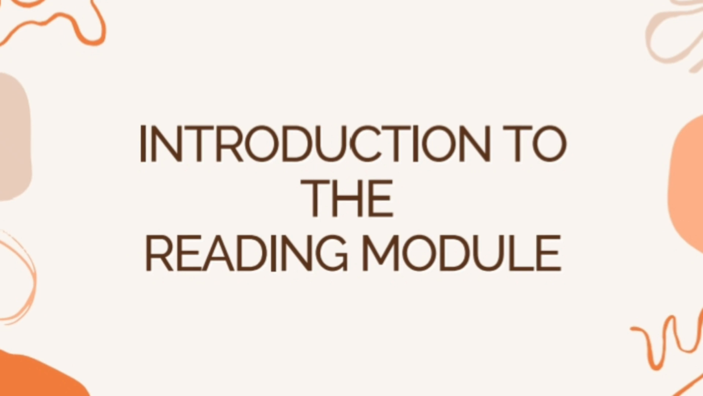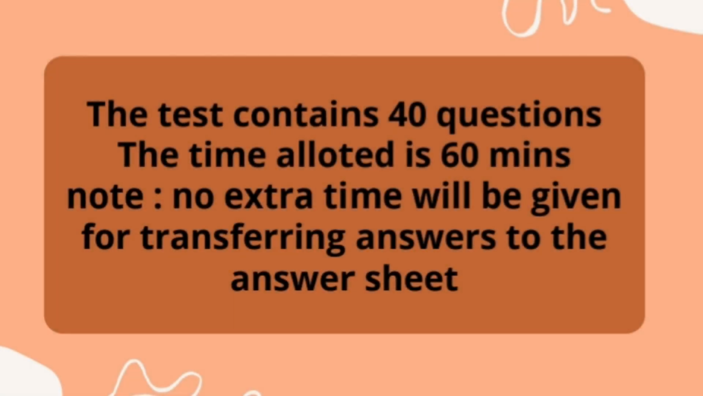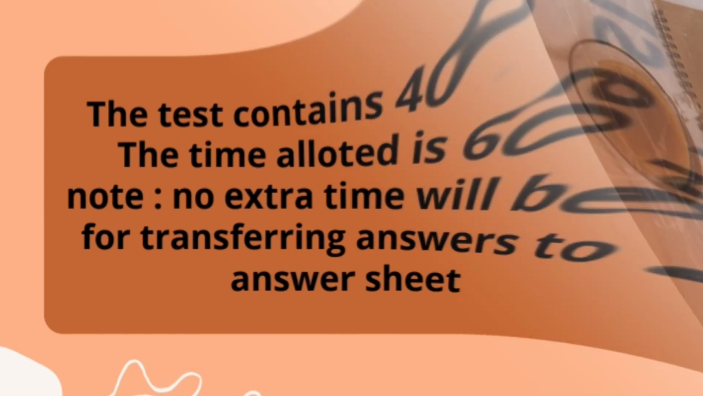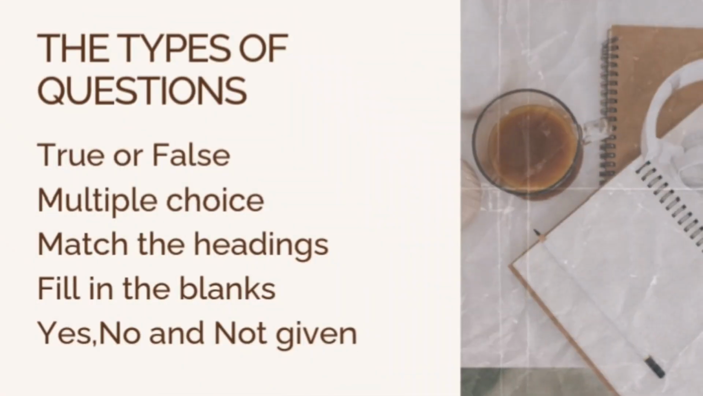For both the academic learners as well as the general learners, the test contains 40 questions and the time allotted is 60 minutes. Unlike the listening module, here you are not supposed to get any extra minutes to transfer your answers into your answer sheets. Within 1 hour, you are supposed to find the answers as well as drop down the answers into the answer sheet. Well, the test format is not at all generous.